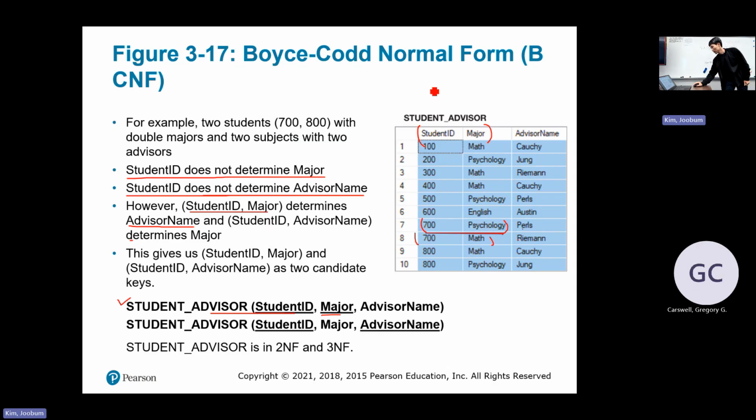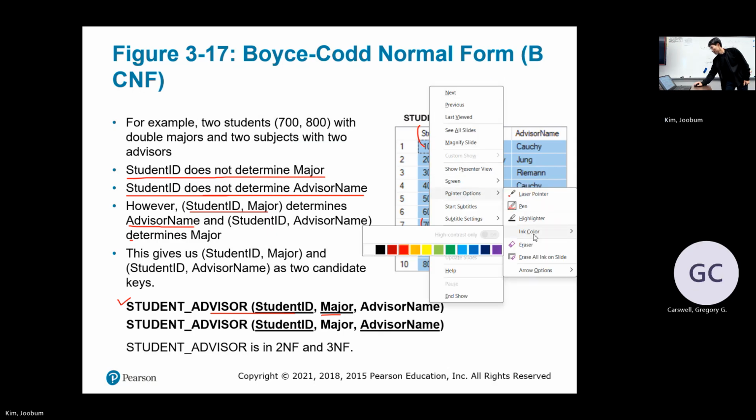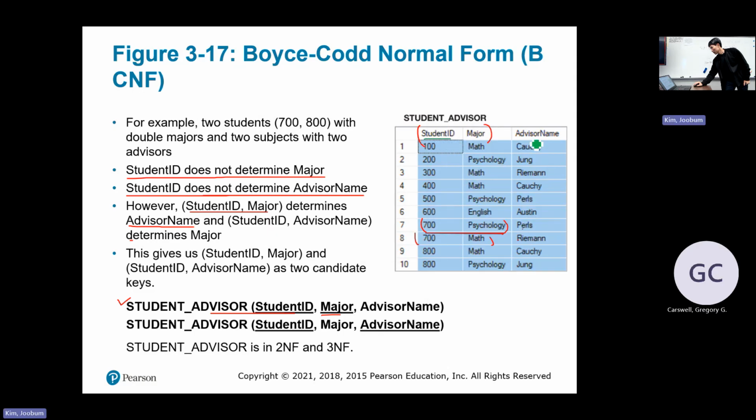And another one, think about that. Can student ID and advisor name determine major? Yes. 700 course is associated with psychology, and 700 Riemann is associated with a different value. So you can say that student ID and advisor name determine major. So we obtained another relationship: student ID and advisor name, the composite primary key. And then in this case, major is what? Non-key attribute.